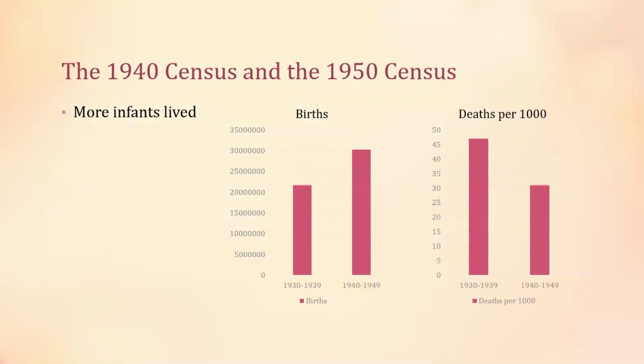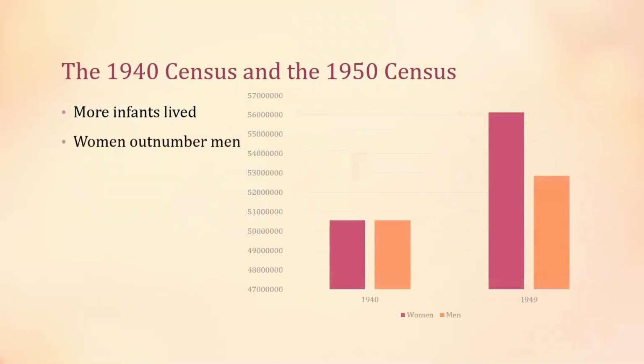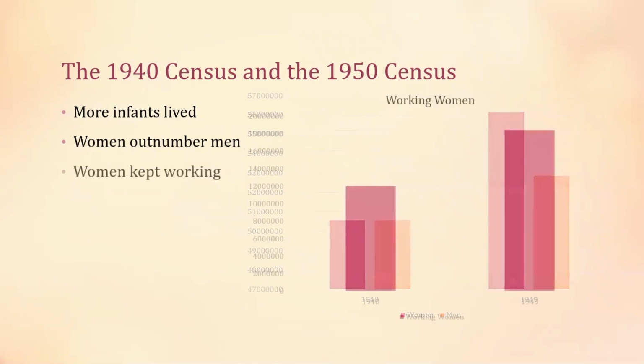More infants were living. The number of births were up, and the number of deaths per thousand infants was down. There were more people, and this makes sense since we're in the baby boom generation. 1950, post war, we know it happened. More babies were born. Women were outnumbering men. What was interesting is that more men were being born, but women were living longer. That is what we're seeing by 1949.